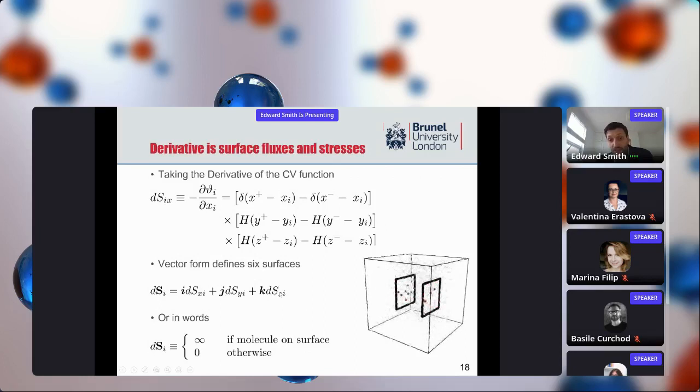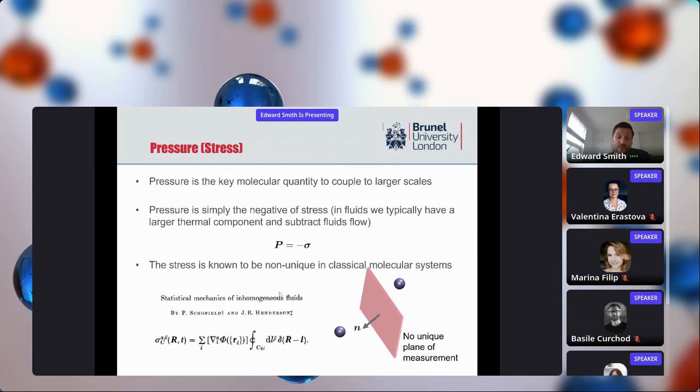So this is quite nice because it actually also gives us a form of what is known as the molecular stress. So, you know, pressure or stress, which are kind of equivalent quantities, is a key molecular quantity to couple to the continuum picture. You know, we always talk about stresses in continuum mechanics or pressures. In fluids, typically we have to subtract a streaming component of fluid flow, and we have a larger thermal component, but the principle is exactly the same.